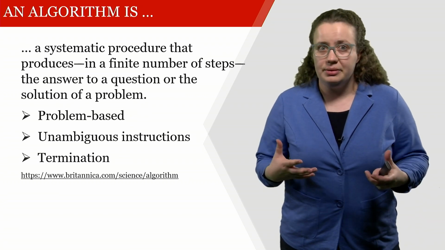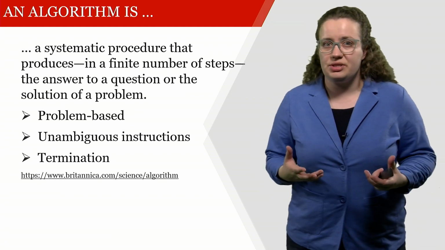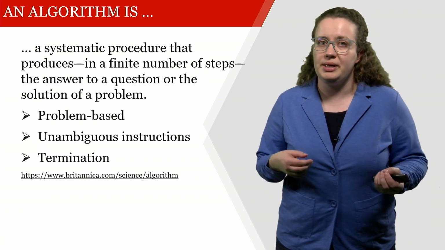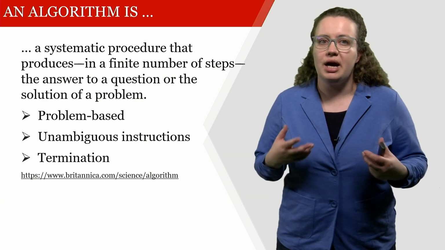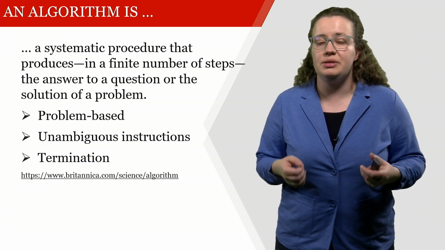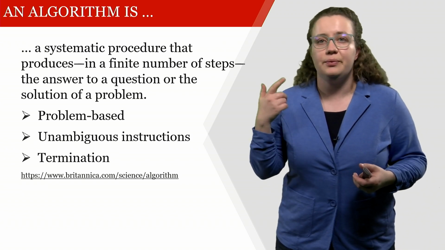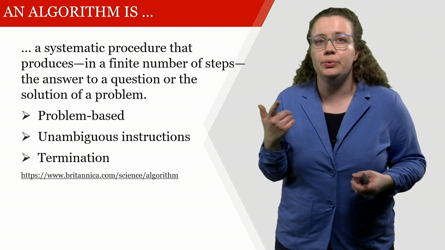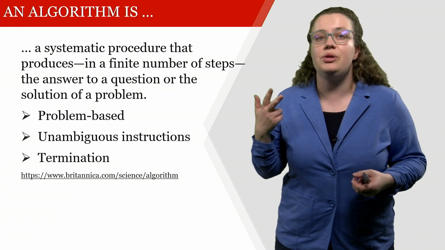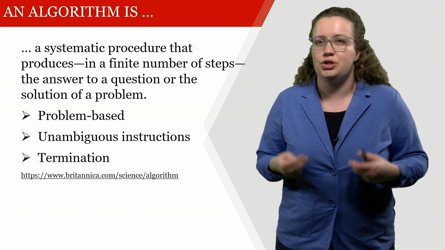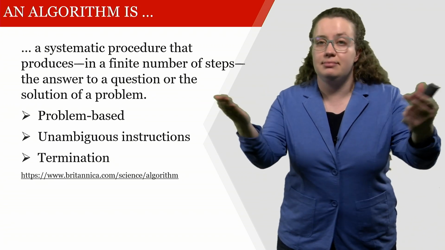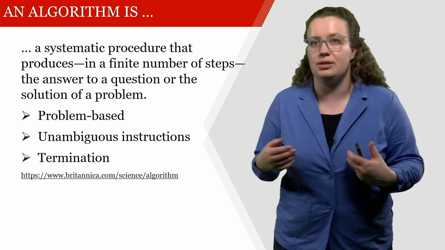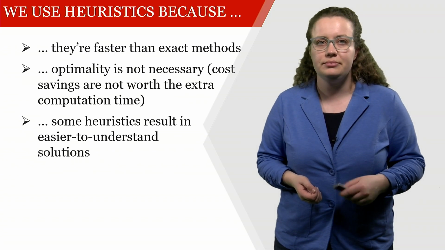And an algorithm, again, is a systematic procedure that produces in a finite number of steps the answer to the question or the solution to a problem. So in our context, an algorithm is a problem-based approach which gives us an unambiguous set of instructions. So the unambiguity is extremely important. That also terminates eventually. So we don't want an algorithm that runs until the end of time, because that doesn't help us in finding an answer to the question that we've been asking in the beginning.